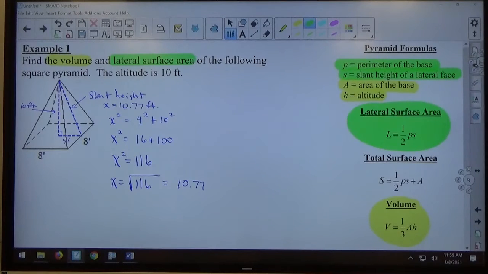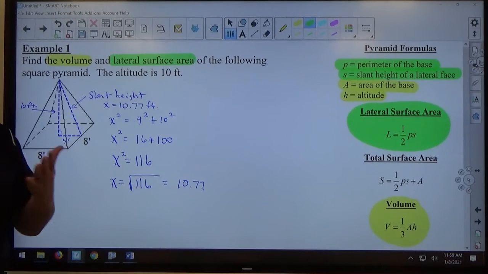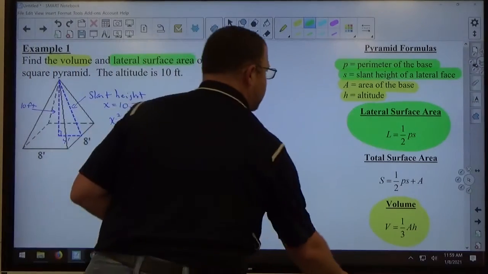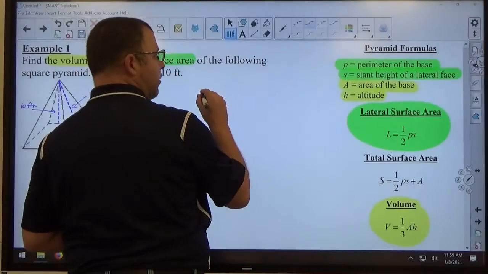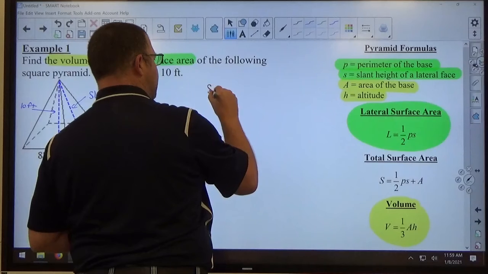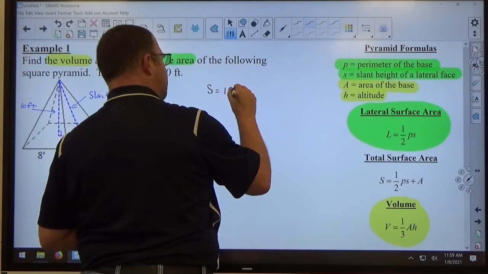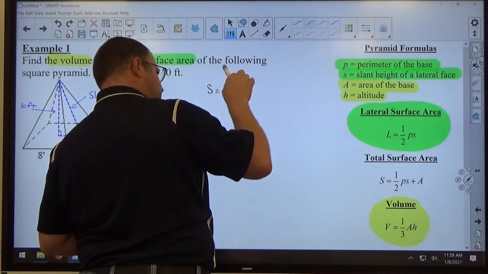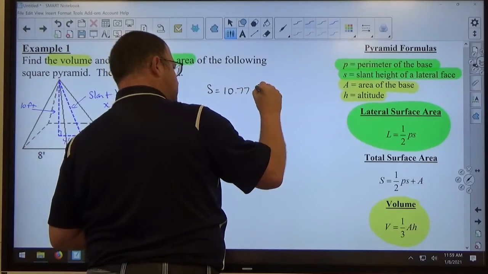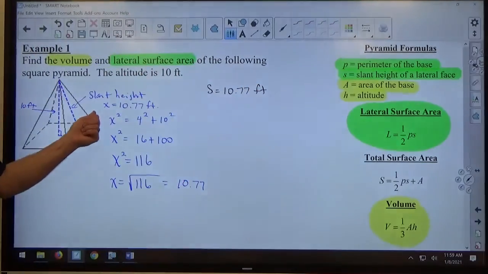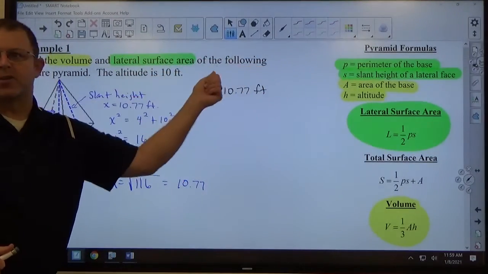Right, so we have 2 formulas, we have things defined, and if we identify what we know already and then find what we don't know, we can go ahead and get this done. So, can everybody agree that the slant height is equal to 10.77 feet? Notice over here I called it X, but the formula uses the letter S, so I'm going to call it S.